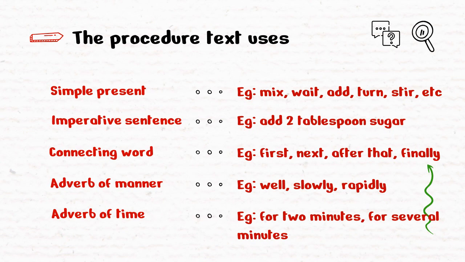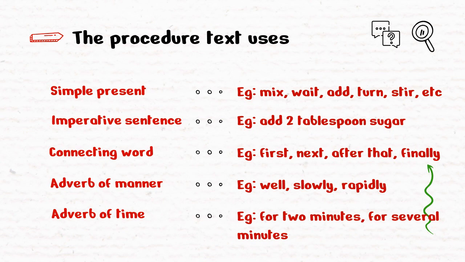And then in procedure text, when we want to explain the steps for making or using something, there are times when we need to connect one sentence with another sentence. Therefore, we need connecting words. For example: first, second, after that, then, finally, last, and so on.